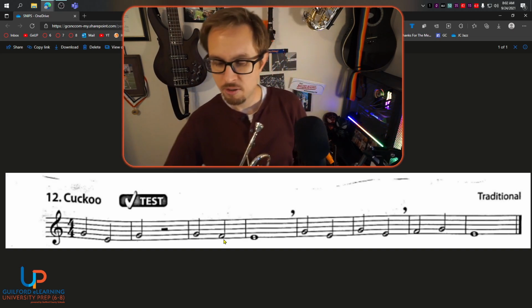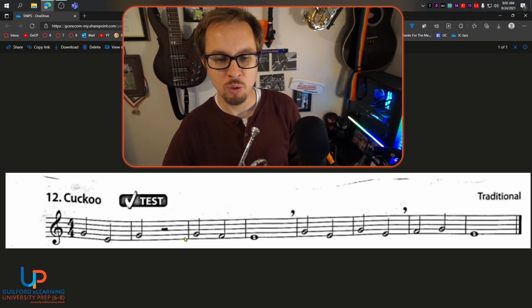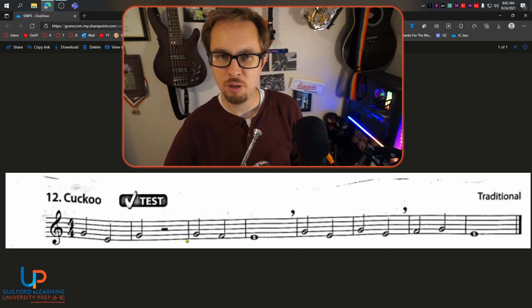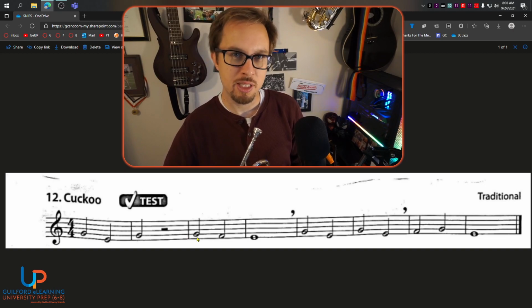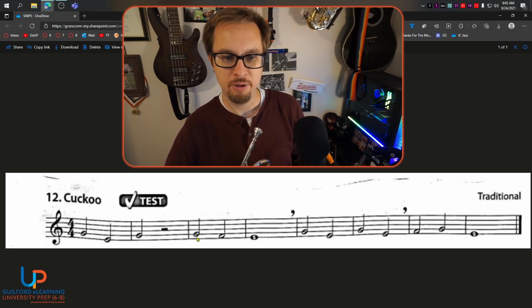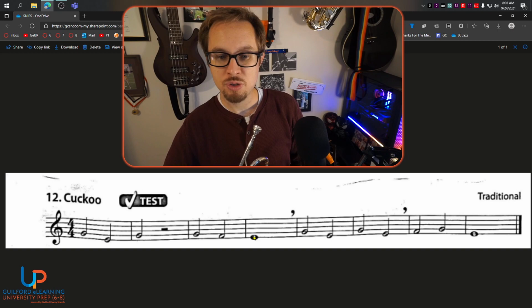Easy peasy. If it's not easy, take it slow. Do one at a time. Break it down. Make it as small chunks as you can. We want this to feel easy and comfortable, not stressful and hard. So now that you've gotten those first four measures down, you're really set up well for the last bit.